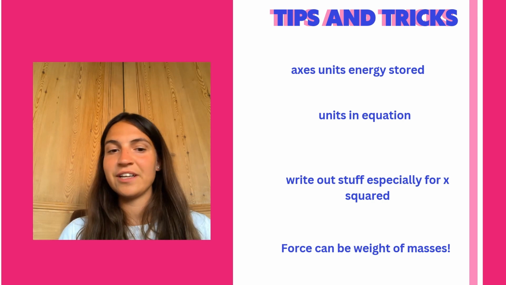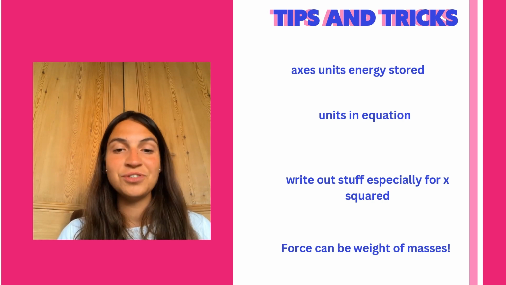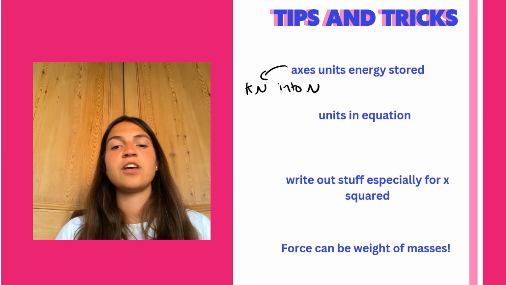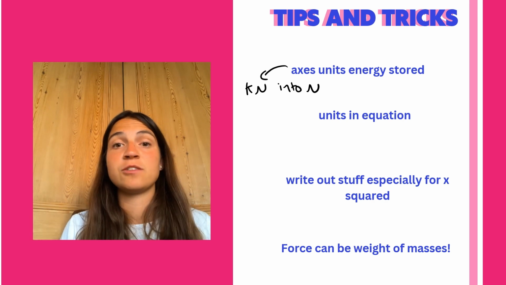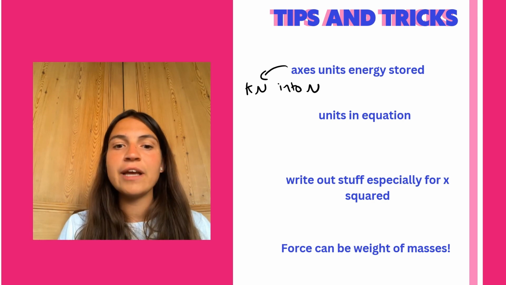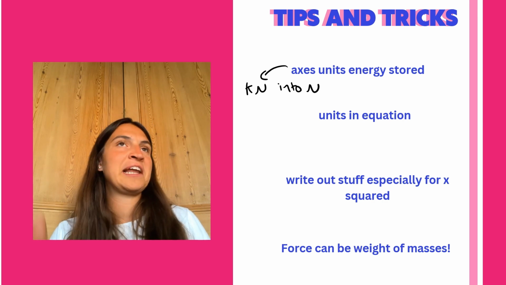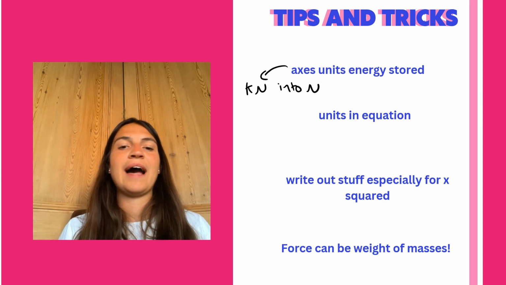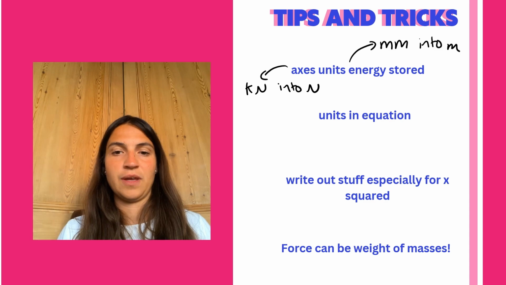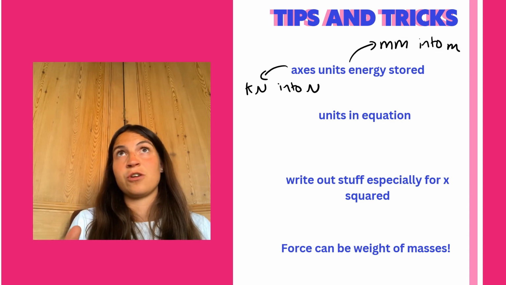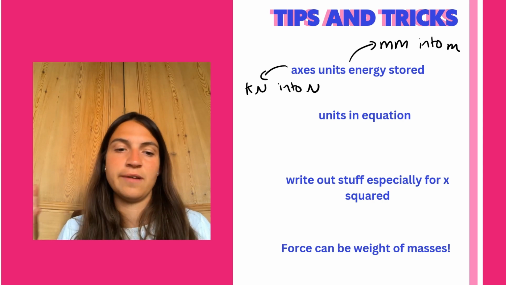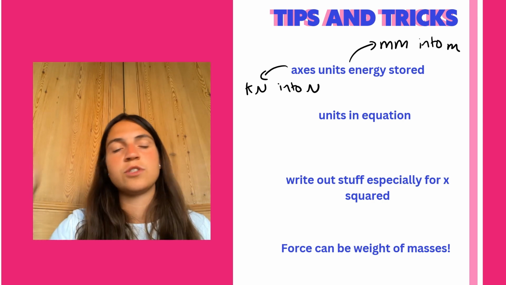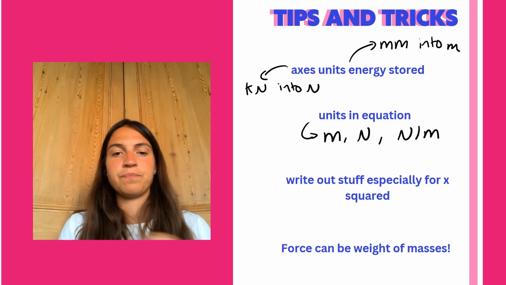Some tips and tricks for this section. So, axis units on energy stored. Any of those graphs where you have force and you have extension, before you calculate the energy being stored in your spring, for example, make sure to convert, if you've got kilonewtons on your y-axis, into newtons first, okay? And again, your extension could be quoted maybe in millimeters, and you would need it in meters before you started to plug it into the equation or to work out your area under the graph.